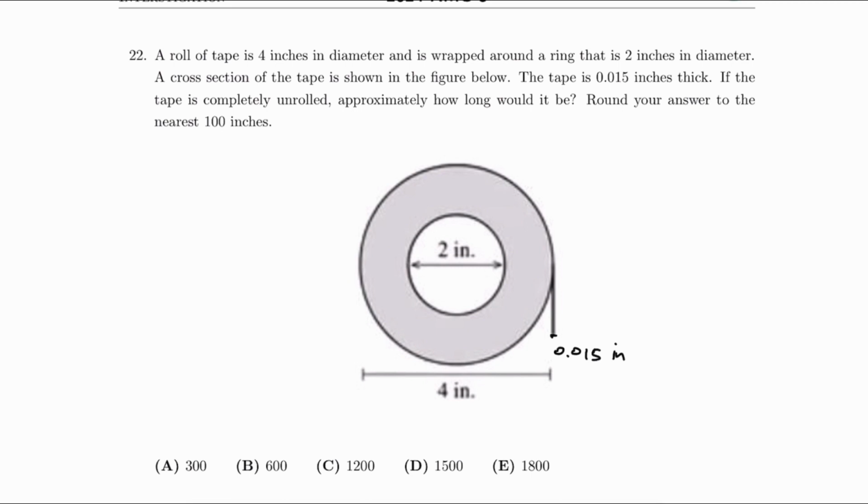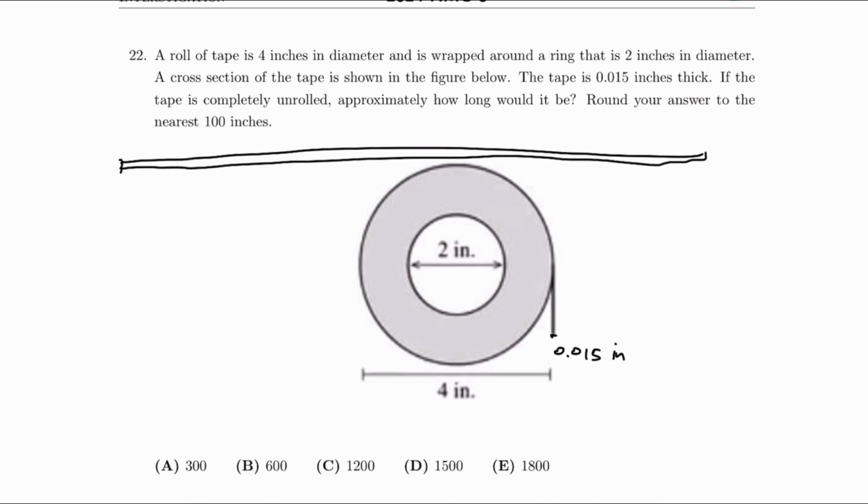And if it is completely unrolled, let me draw it over here. Let's think about it like this. This is basically a rectangle when we look at it from this angle, of width 0.015 inches, and the length is what we want to find. Let's call that L. Now we can find the area of this region, and the area is 0.015 inches times L. That is one way to find the area.